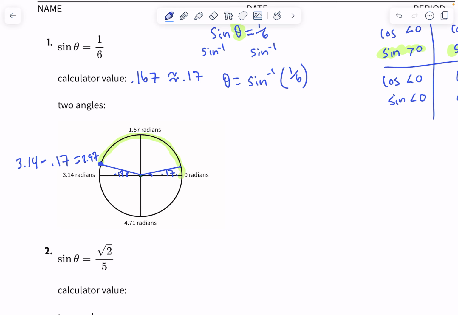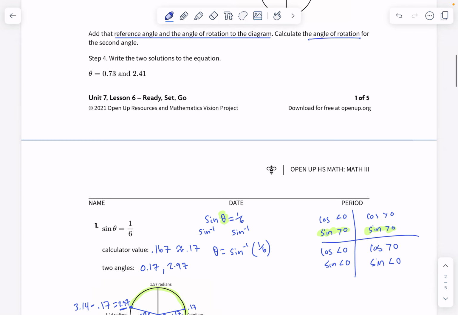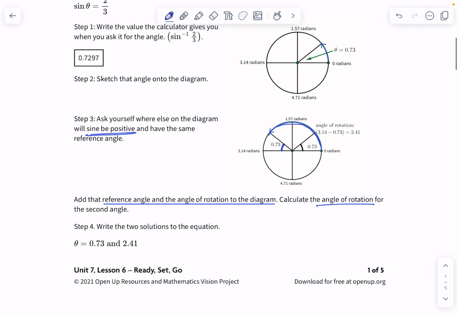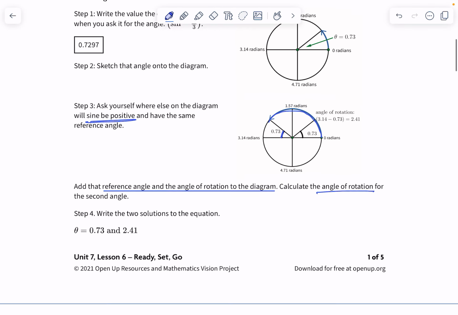So my two angles should be 0.17 and 2.97. Okay, so here and then here. This is 0.17. This is 2.97. Okay. So again, my calculator value is only one number, right? And that's not what I want. I want to have two.